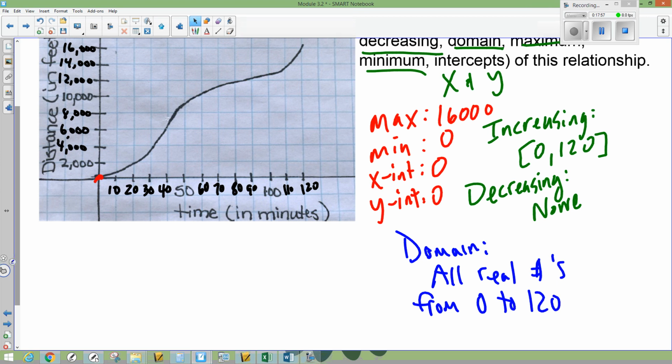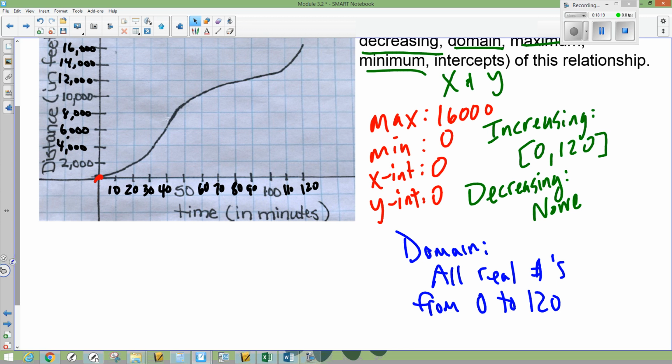Because what type of... Wait, hold on. I'll give you time here. Okay? Is this function continuous or discrete? Continuous, right? So whenever we have a continuous function, it will always be all real numbers. It's just a matter of what our interval is, right? From 0 to 120 in this case.